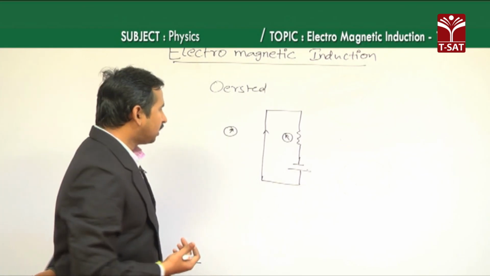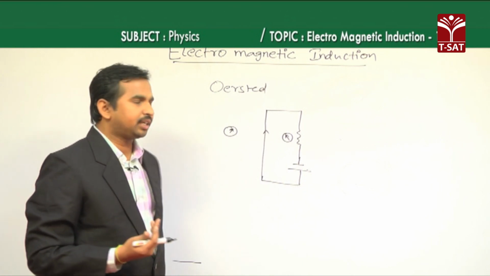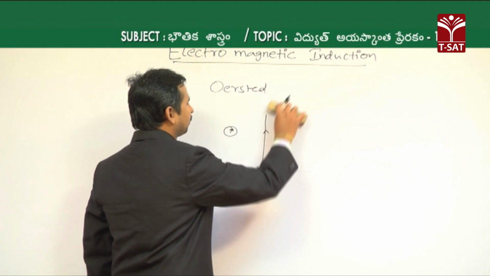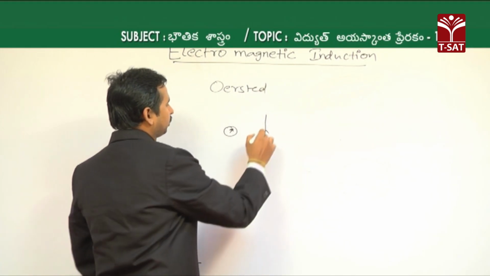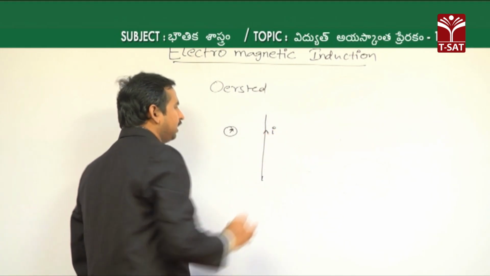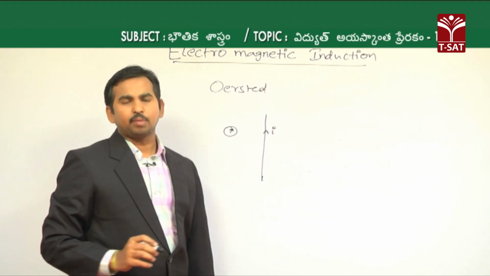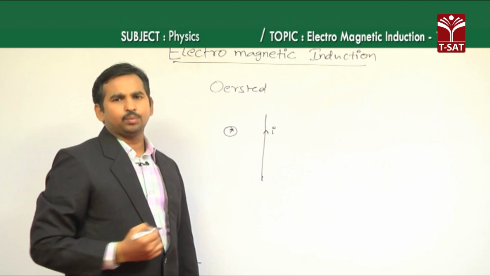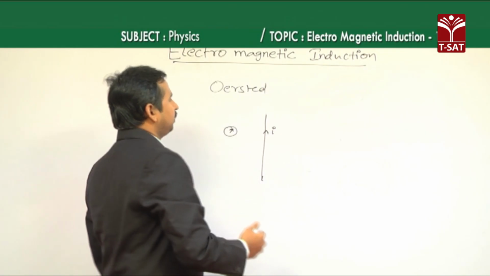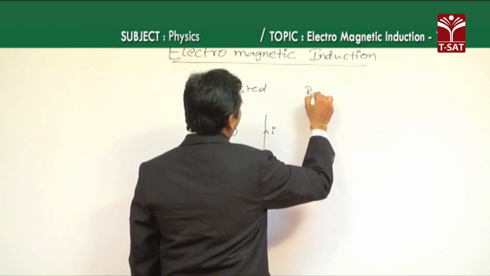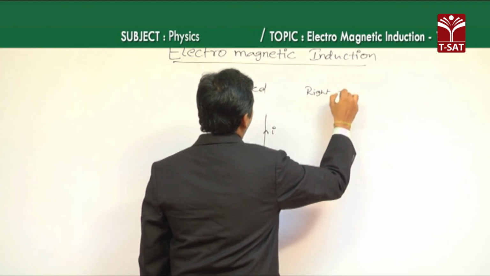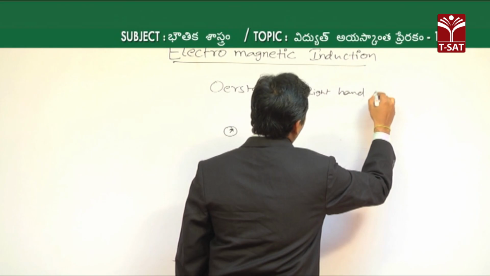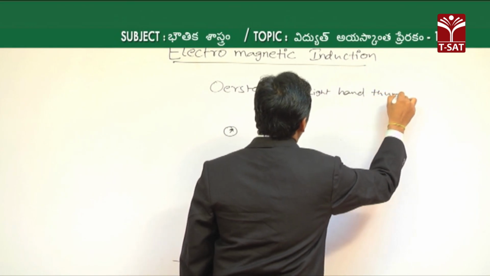Now, if you consider a straight conducting wire through which the current passing is I, the magnetic lines around this current carrying wire follow a very important rule called the right hand thumb rule, or the right hand grip rule.